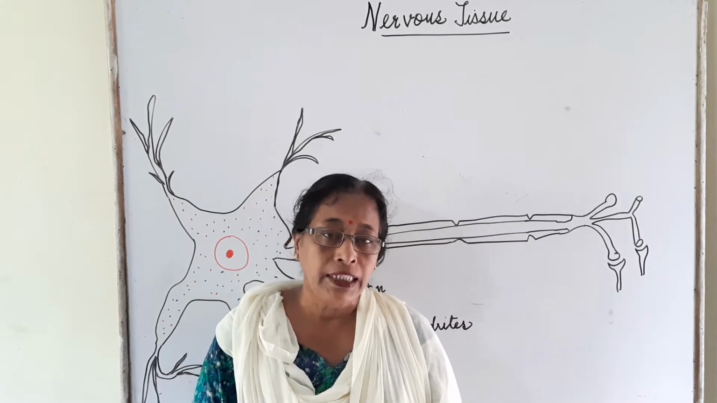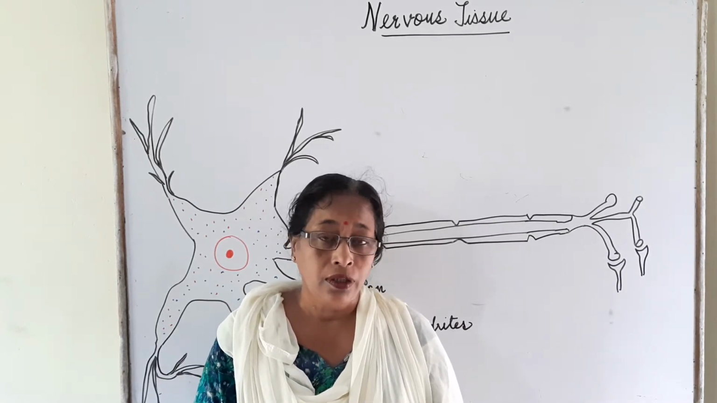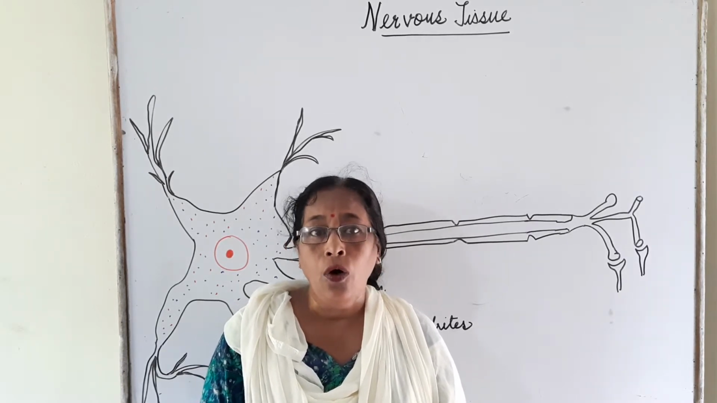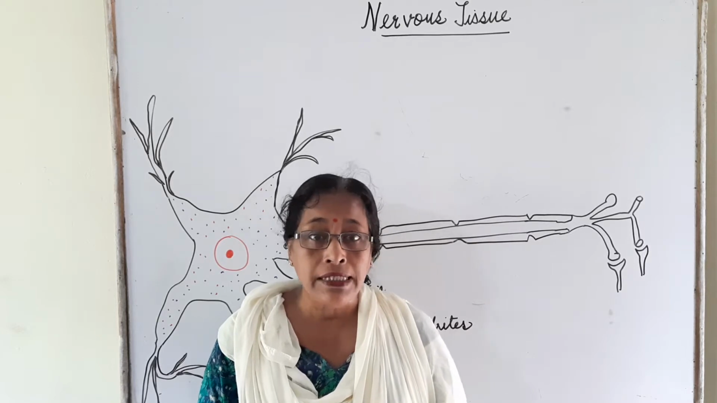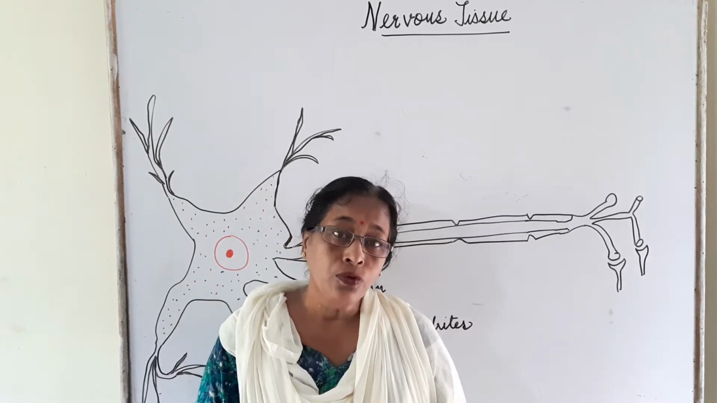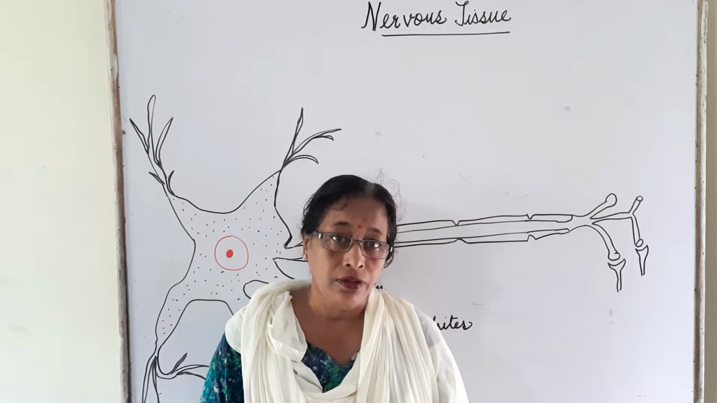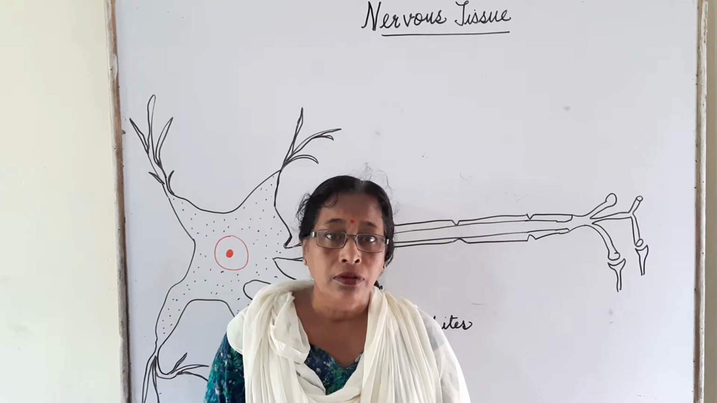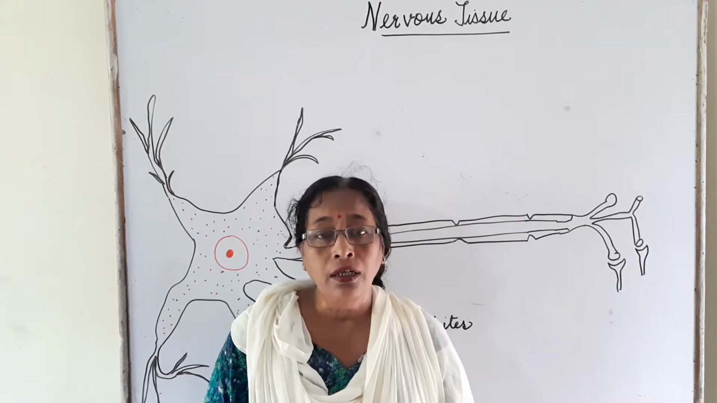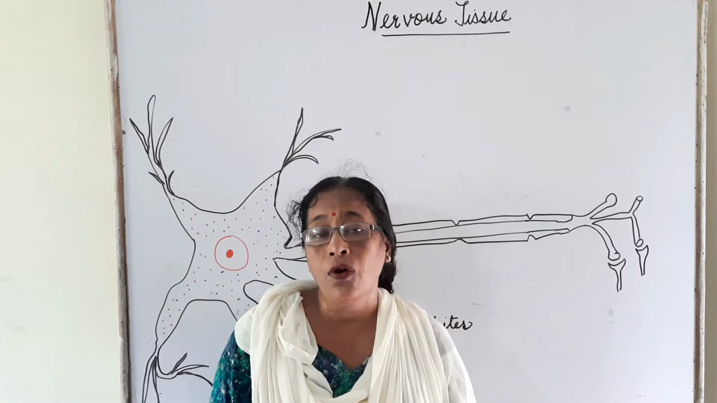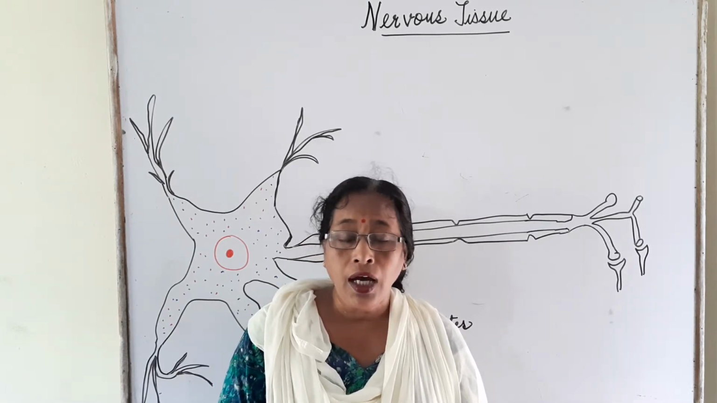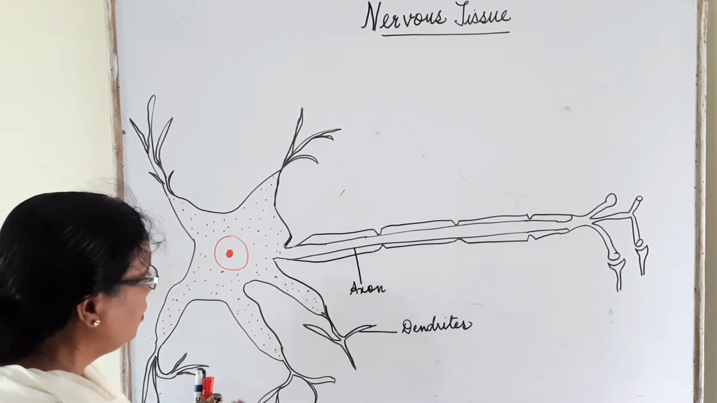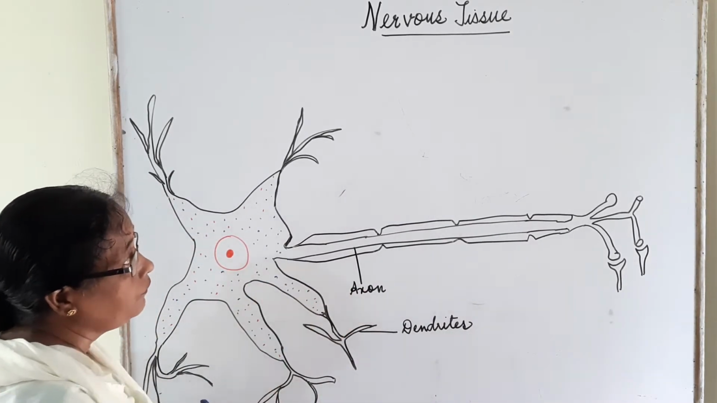A single nerve cell is known as neuron. As all of you have read earlier, a single nerve cell or the neuron is the longest cell. It can be up to a meter in length. So the longest cell found in the human body is the nerve cell or the neuron. I have drawn a structure of neuron. This is the structure of neuron.